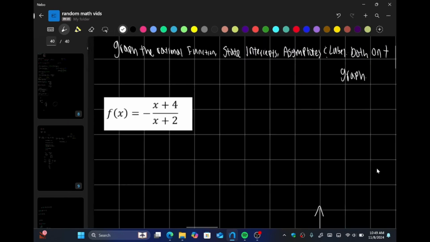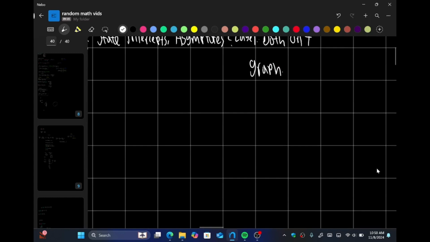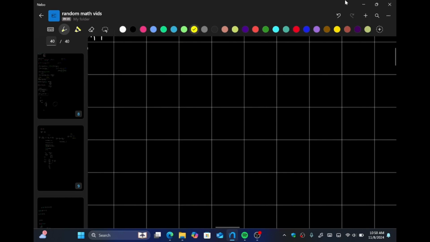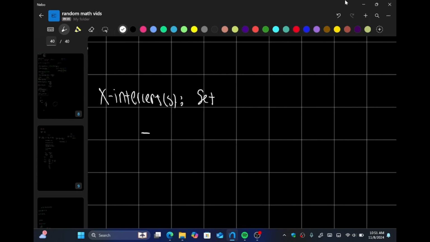So our function is f of x equals, and actually I'll use yellow for this one. The first thing I'm going to do is state my intercepts. So I want to state my x-intercepts. This is going to be set y equal to 0 and solve for x. In this case, f of x is equal to y, okay?